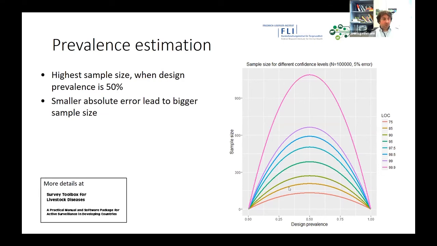Explain it with relative and absolute error. With 50% plus minus 5%, the relative error is 10%. If you have a prevalence of 10% plus minus 10%, the relative error is 50% of your estimated design prevalence. So if you don't have any information about the prevalence in your population, please use 50% as design prevalence.